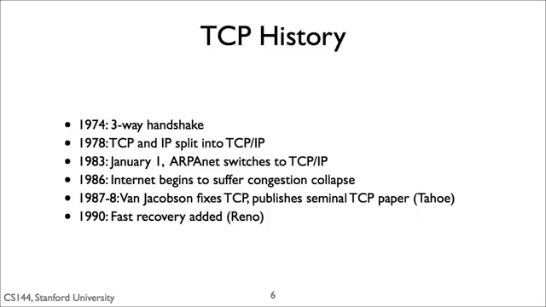This is the brief early history of TCP. In the mid to late 70s, Vint Cerf and others developed a 3-way handshake for connection establishment and split TCP into the 2 layers we know today, IP at the network layer and TCP at the transport layer. On January 1st, 1983, the entire ARPANET switched to TCP/IP. 3 years later, in 1986, the internet began to suffer from congestion collapse.